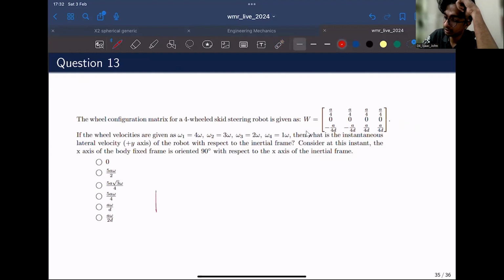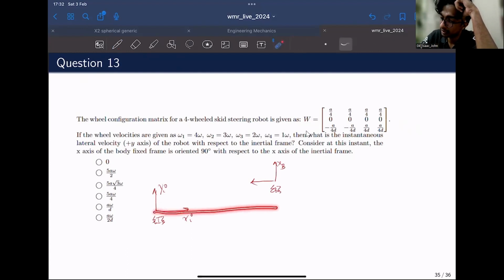So you have the inertial frame fixed at the ground. Let this be the inertial frame. This is xi, this is yi. And it is also given that at this instant, the robot is oriented 90 degrees with respect to the inertial frame. So if this is the robot's body frame, this will be xb, right? Because this is oriented 90 degrees with respect to the inertial frame. So as a result, yi would be along this, yb would be along this vector.